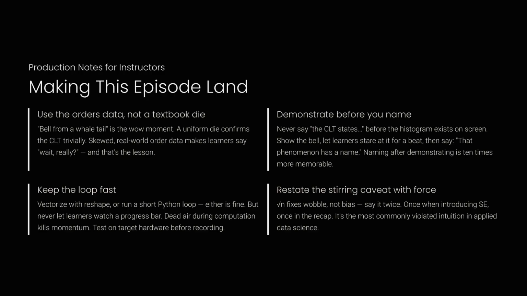For instructors, remember to use real-world skewed data to make the CLT's effect truly surprising. Demonstrate the bell shape before naming it to maximize impact. Keep your simulation loops fast and emphasize that the square root law only fixes wobble, not bias.